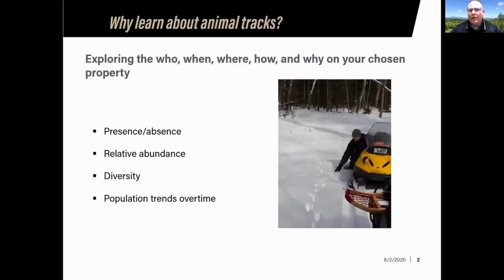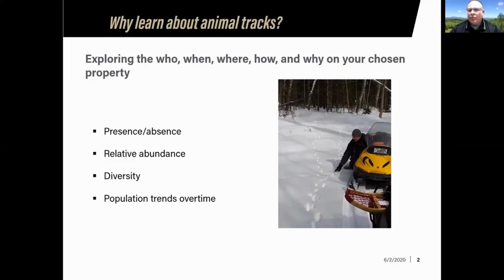So why do we want to learn about animal tracks? Well, we can explore the who, the when, the where, the how, the why of different species on your chosen property. That could be your school grounds or, if you have access to other properties, field trips, whatever.